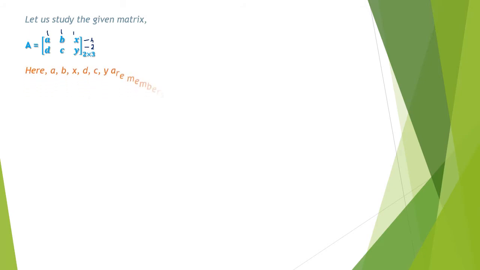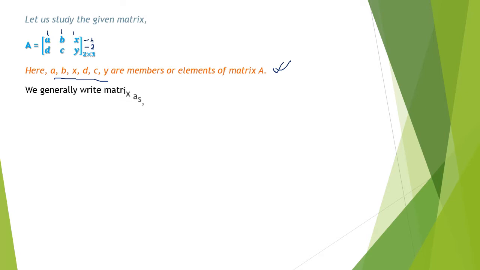Now let us study the given matrix. There is yet another matrix. You can see the matrix with order 2 cross 3. There are 2 rows and 3 columns. So what are a, b, x, d, c, y? a, b, x and d, c, y are the members or elements of the matrix. We have already discussed it. These are the elements of the matrix.